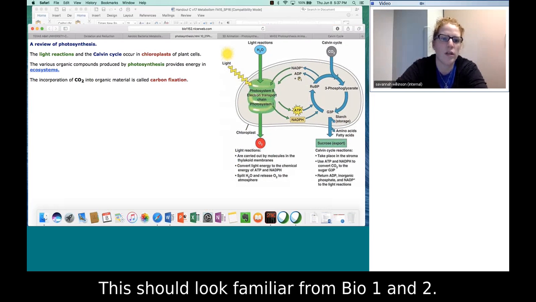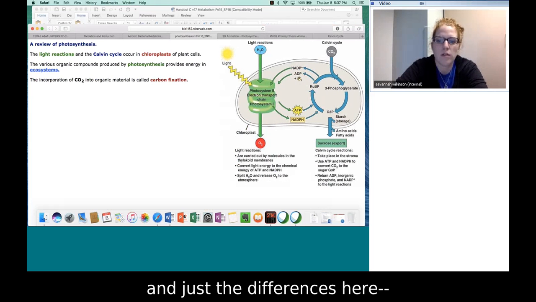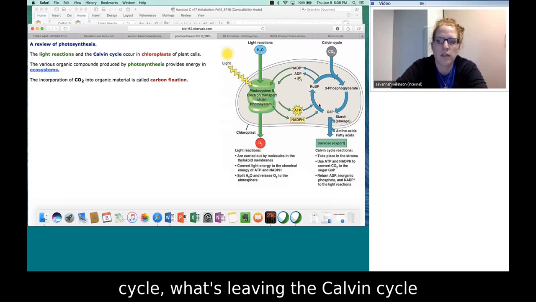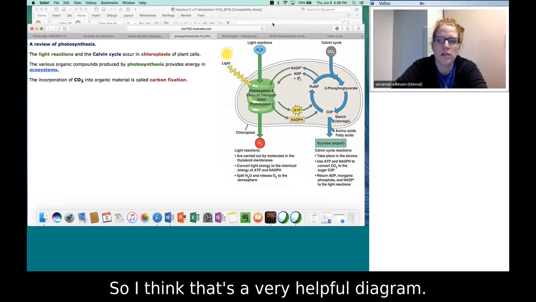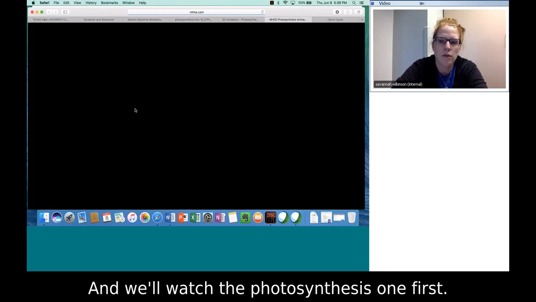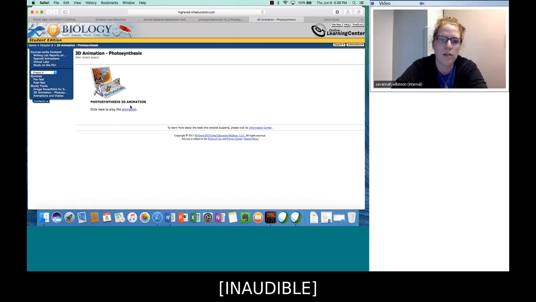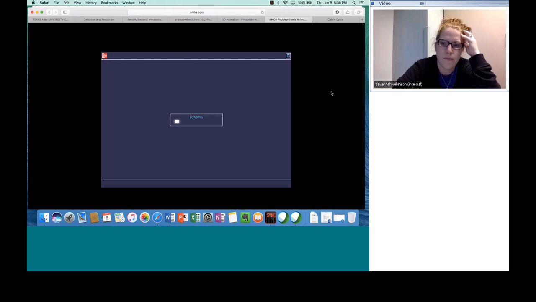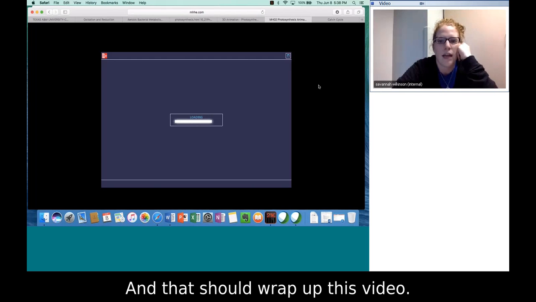Oh yes, I also wanted to show you all this. This should look familiar from Bio 1 and 2. This just shows you the light reaction, which photosystem we're talking about, and the differences here, what's leaving and what's being integrated into the Calvin cycle, what's leaving the Calvin cycle and being integrated into the light reaction. Okay, so I think that's a very helpful diagram. And we'll watch the photosynthesis one first. Oh wait, I think I already have that up. Oh no, I didn't. Sorry. So I'll watch this, and then we'll do the Calvin cycle, and that should wrap up this video.